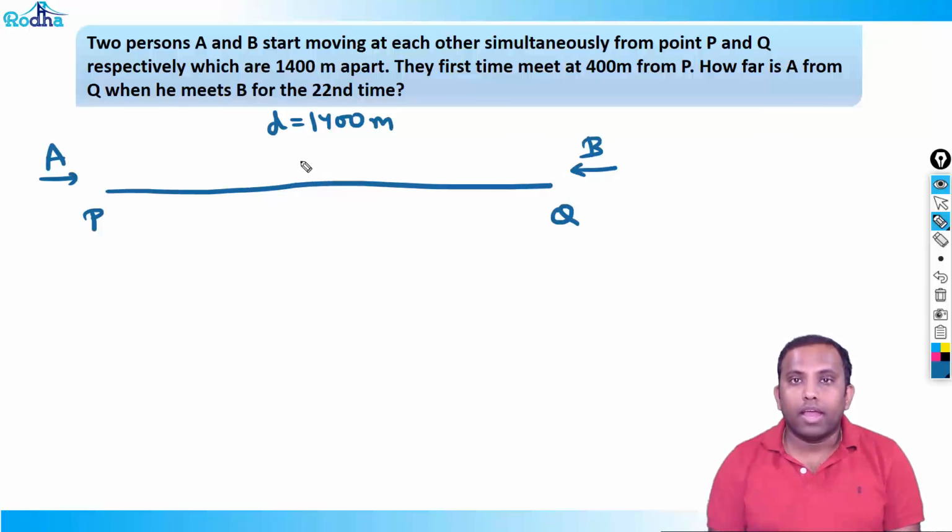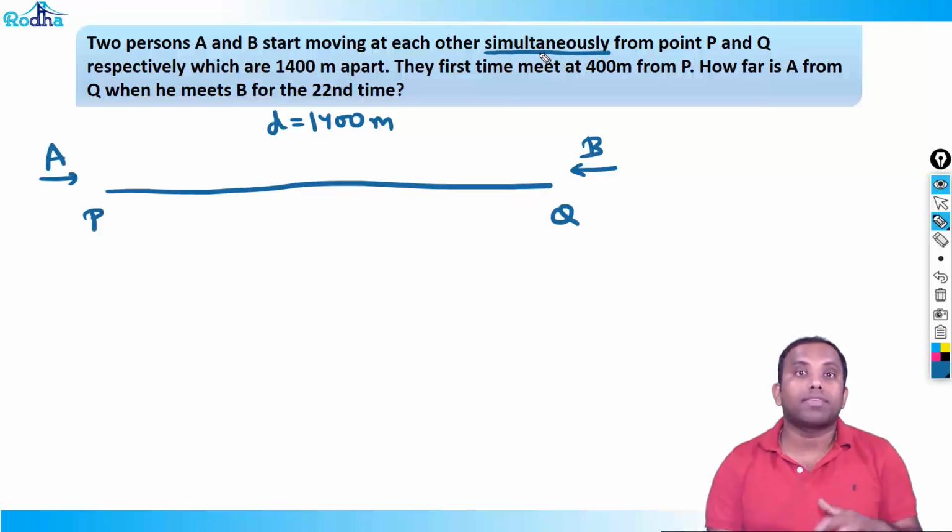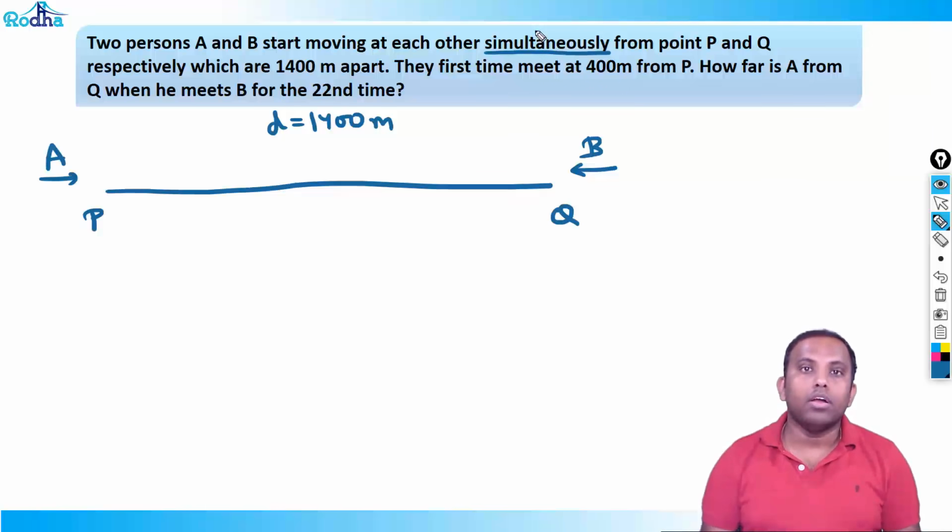So they have met 400 meters from Q. So they both started simultaneously. Very important point, right? Because in the next questions we'll be seeing when they don't start simultaneously, or after meeting at a certain point they reach simultaneously. So this word is very important, right? So fix it in mind for the next few questions.